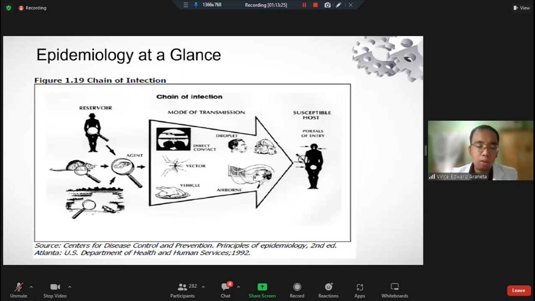How about for COVID-19? What was the mode of transmission? Do you think, or was there a question? What is the mode of transmission of COVID-19?